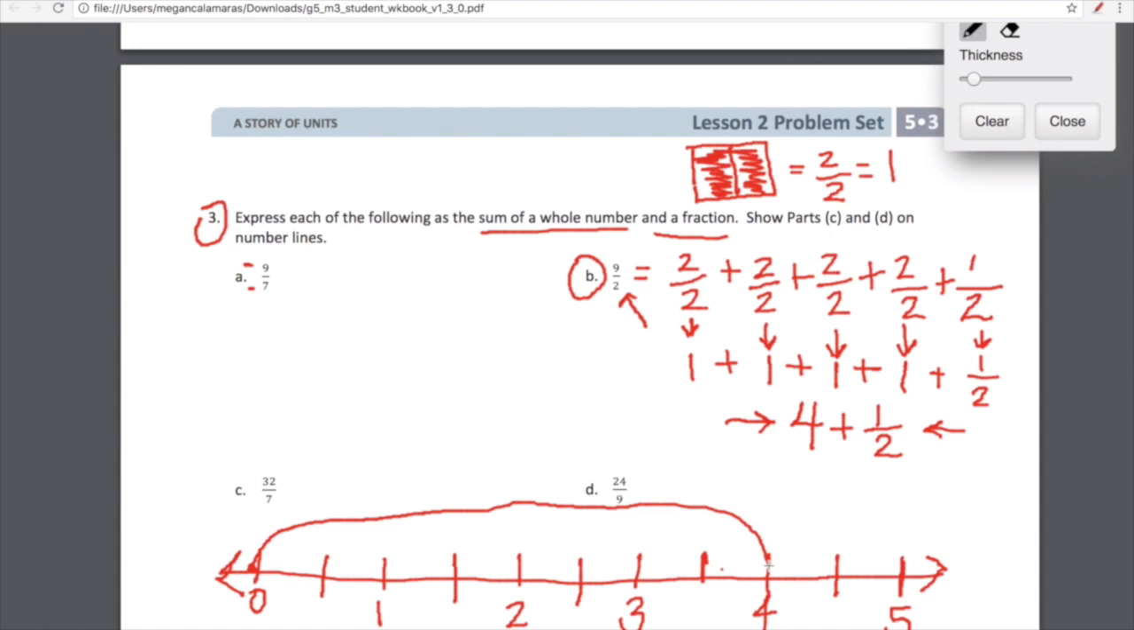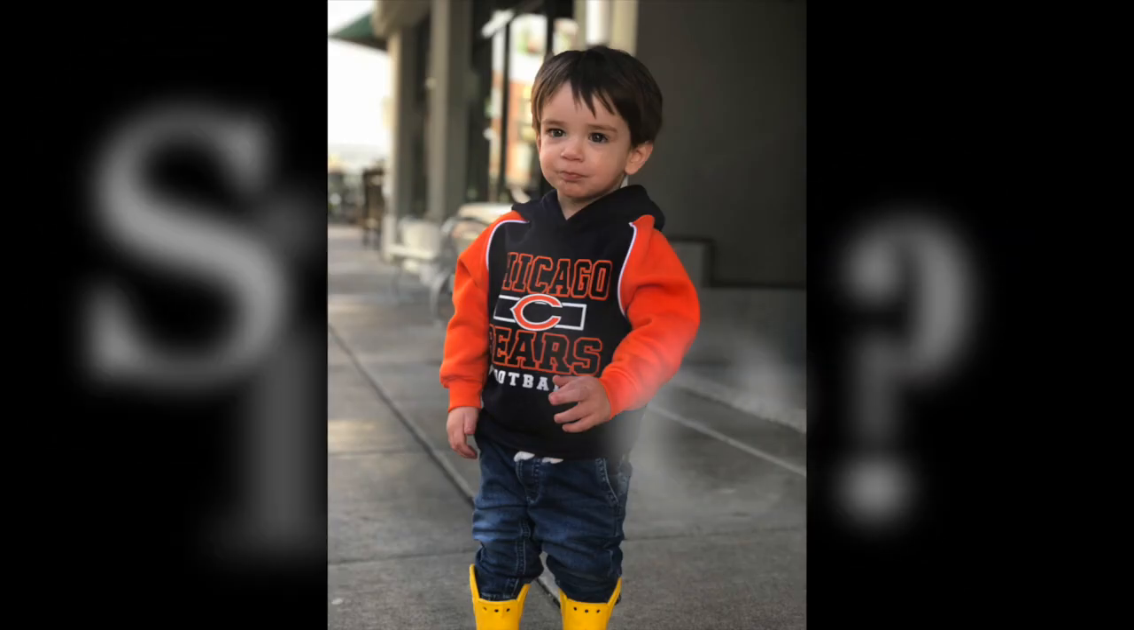Okay, so here we are at whole number 4. And now we need to add 1 half. So let's just do 1 jump to 1 half. And we've landed here at 4 and 1 half. You guys know another way we can express 4 and 1 half is 9 halves. That was so much fun.